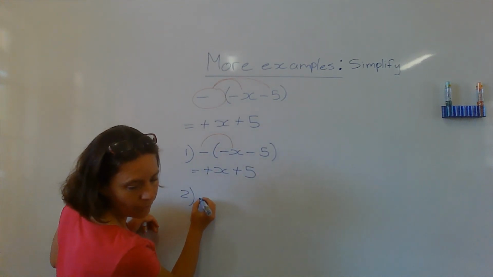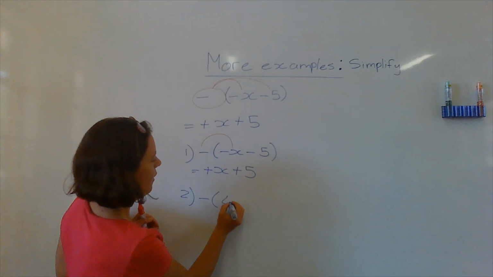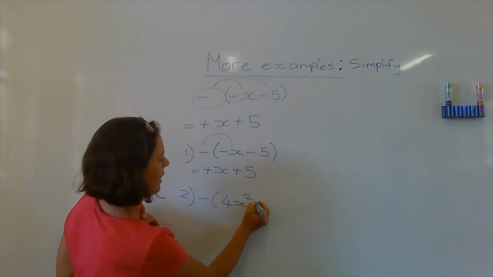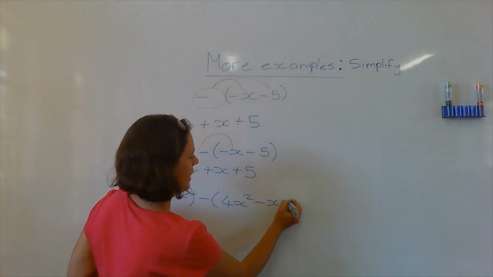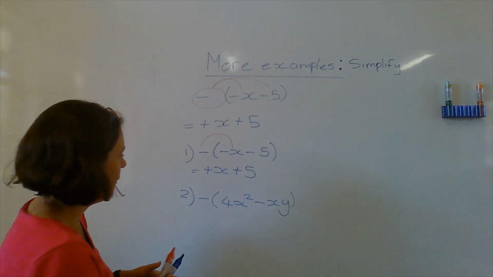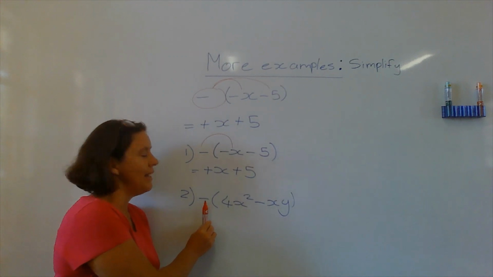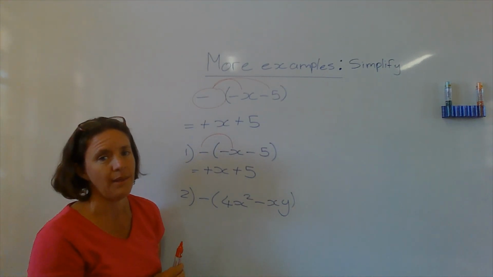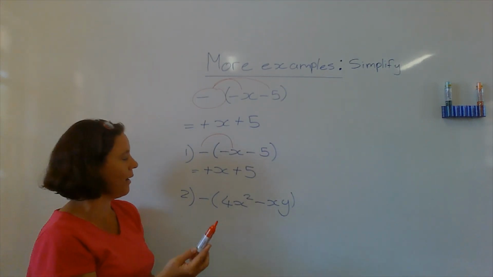So we've got negative on the outside, 4x squared minus xy is our example there. So we see the negative on the outside next to our bracket, which means we've got to multiply the negative with every term inside our brackets.